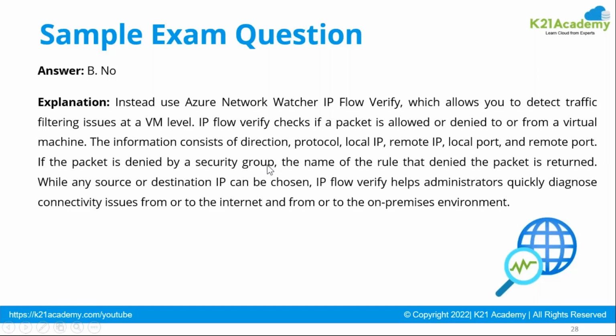there is a problem in the network security group. So the name of the rule that denied the packet is returned, and any source or destination IP can be chosen. So it gives you more granular information so that you can point towards the problem area. It helps administrators quickly diagnose connectivity issues to the internet from your on-premises environment. Guys, I hope this all makes sense.